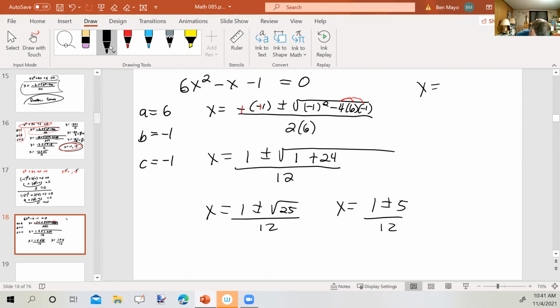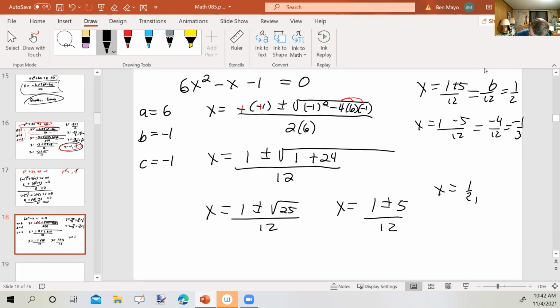So we've got x equals 1 plus 5 over 12, and x equals 1 minus 5 over 12. 1 plus 5 is 6 over 12 is 1/2. 1 minus 5 is -4 over 12, which is -1/3. So x equals 1/2, comma, and -1/3. Okay, so there's the two solutions to that quadratic equation.